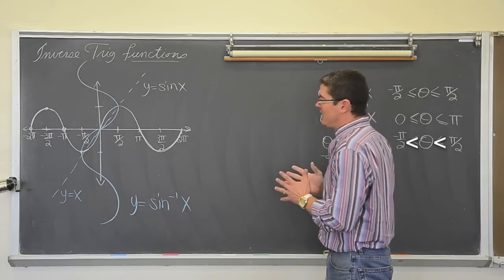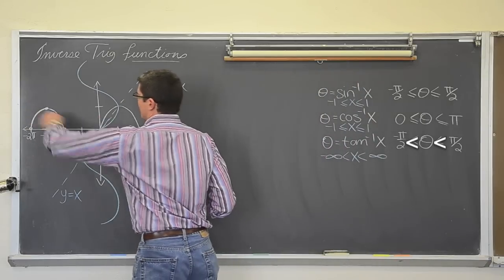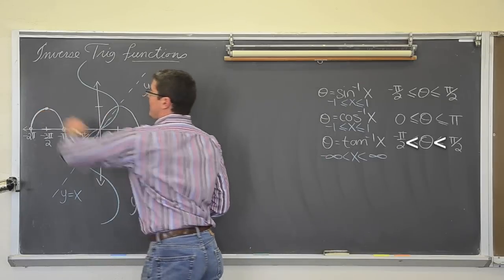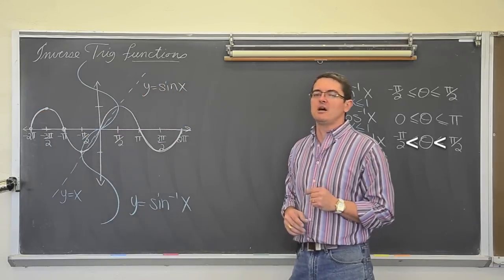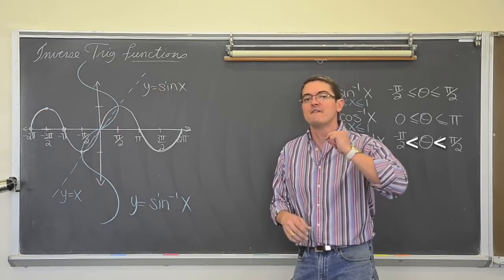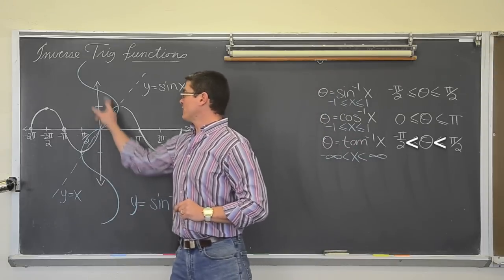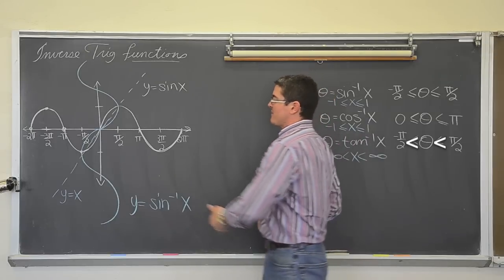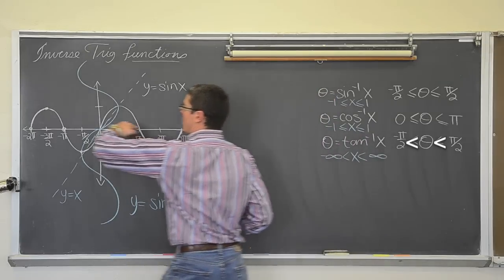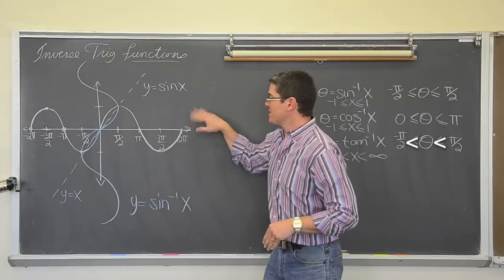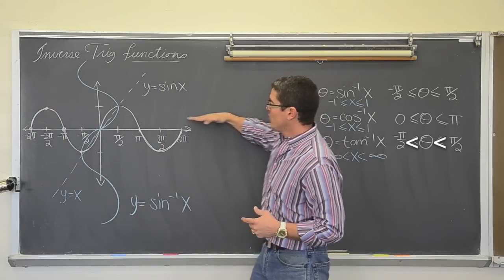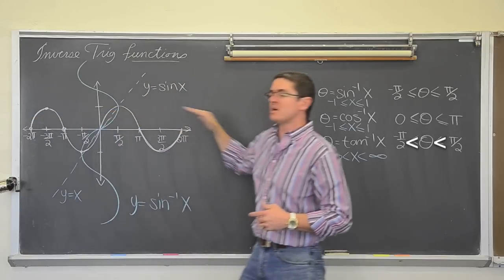Now, what's happening here is when you have a graph and you want the inverse of that graph, or when you have a function and you want the inverse of that function, and you want an inverse function, not an inverse relation, the original graph needs to be 1 to 1. It needs to pass a vertical line test and a horizontal line test. Well, this sine graph is oscillating along the x-axis, and therefore it will certainly not pass the horizontal line test.